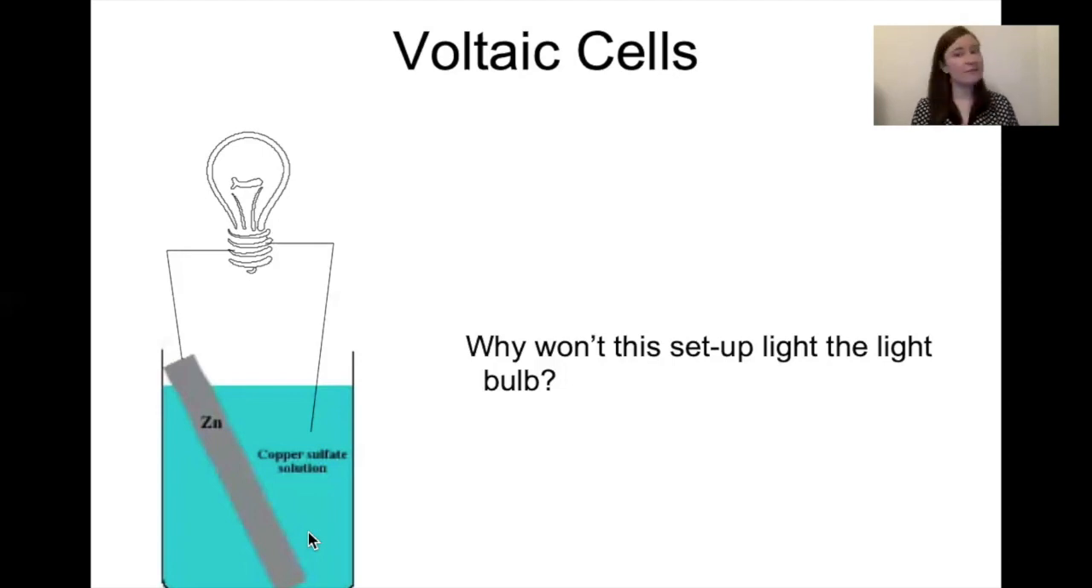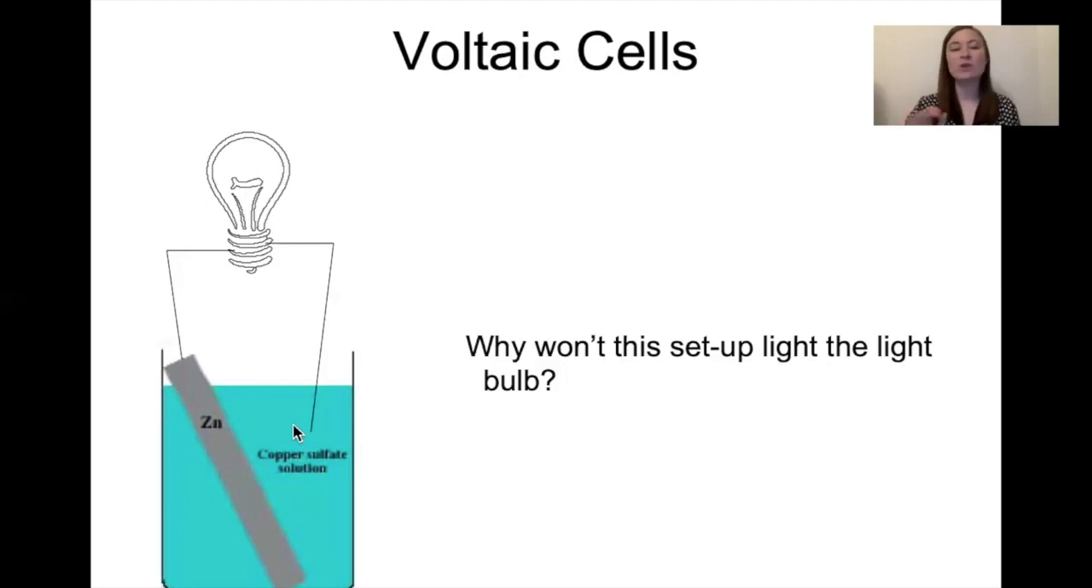However, none of the electrons are going to do that because they have a much easier path instead. Because the zinc is directly in contact with the copper sulfate solution, it's much easier for the electrons to just directly go from the zinc right to the copper ions. So this is an example of an unsuccessful voltaic cell. This will not light the light bulb because even though you have a spontaneous reaction, you're not forcing the electrons to actually go through the bulb. The electrons can just directly be transferred.